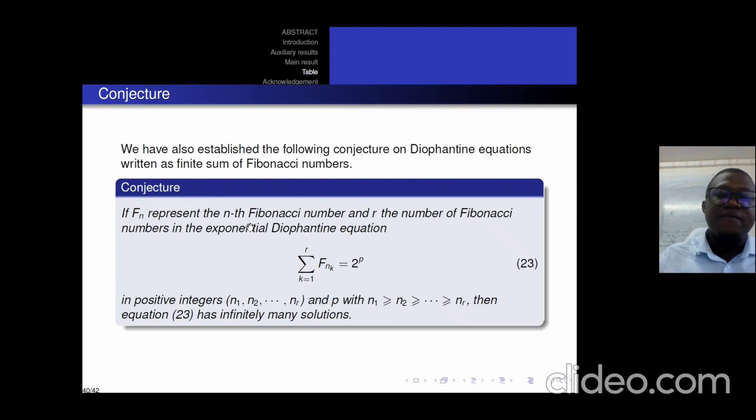If Fn represents the n-th Fibonacci number and r the number of Fibonacci numbers in the exponential Diophantine equation 23 in positive integers n1, n2, up to nr, and p, with n1 greater or equal to n2 greater or equal to ... nr, then the equation 23 has infinitely many solutions.